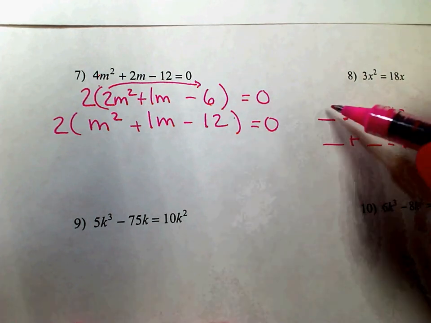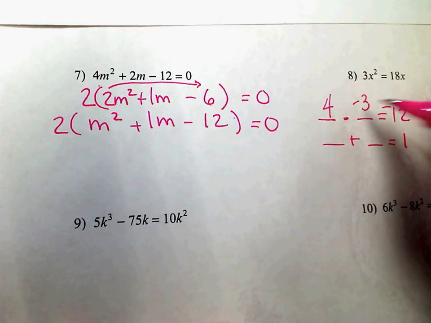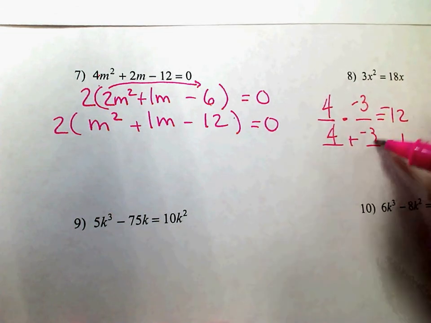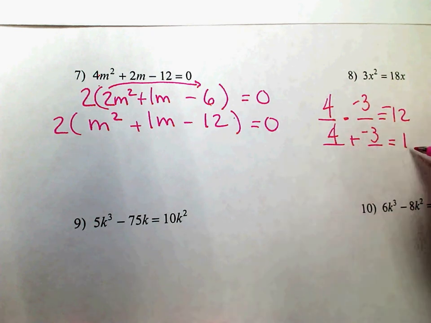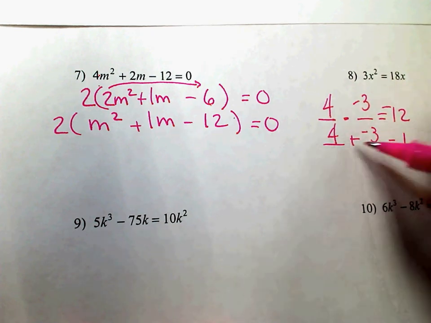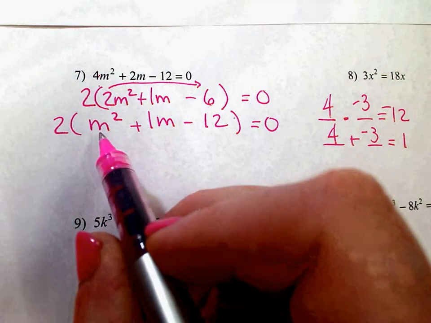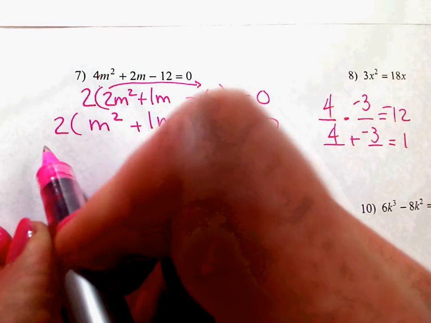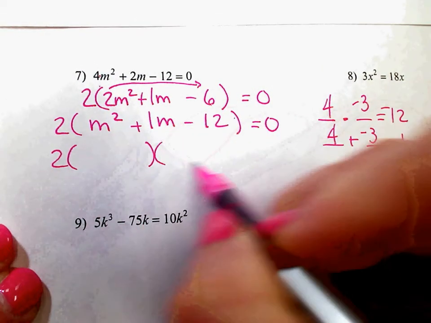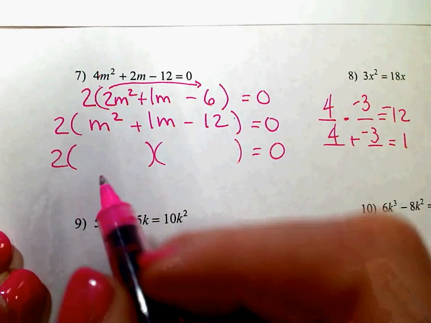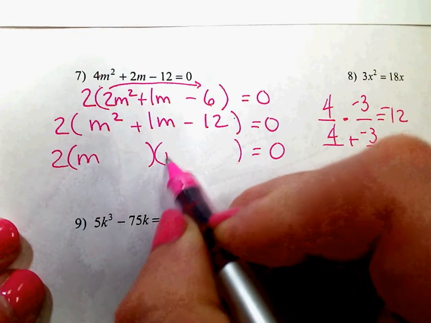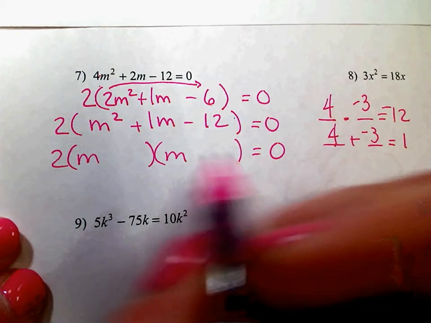Did you decide on 4 and negative 3? Because 4 times negative 3 is negative 12, but 4 plus negative 3 makes positive 1. Those are the numbers that need to go into your parentheses with your m's. And this 2 is just out here. It doesn't have a letter with it, so it's not going to get an answer. It's just part of the factorization. M squared, and I'm going to use a positive 4 and a negative 3.